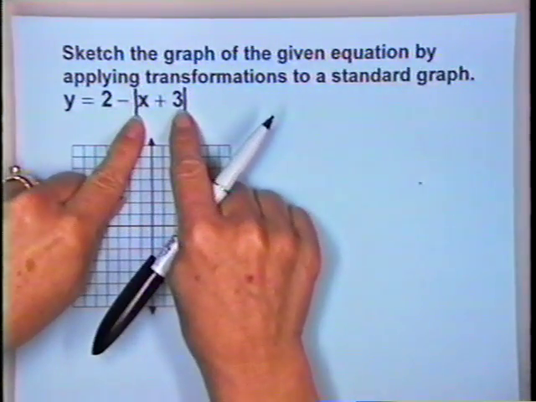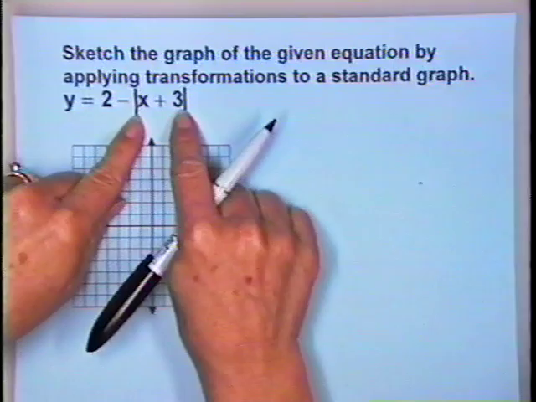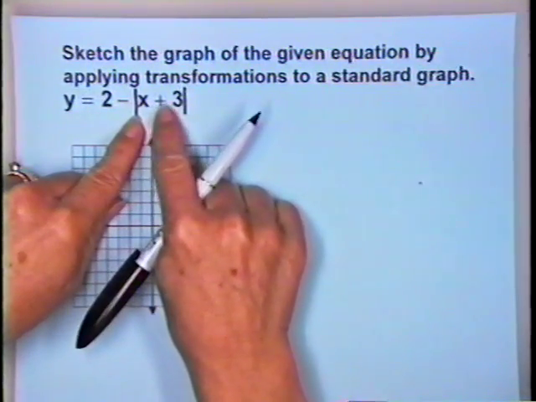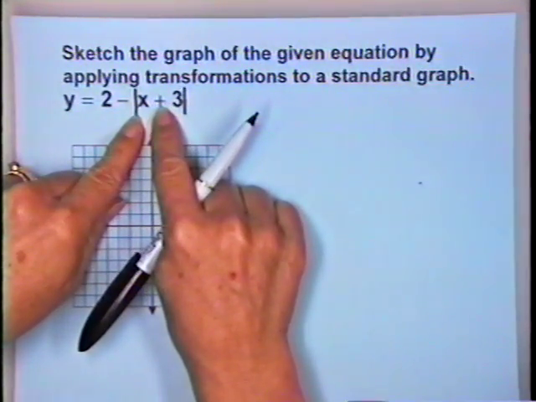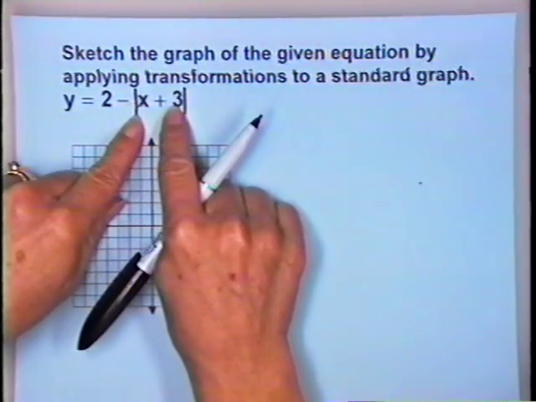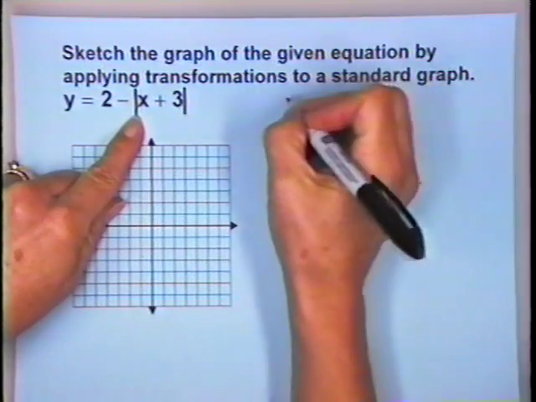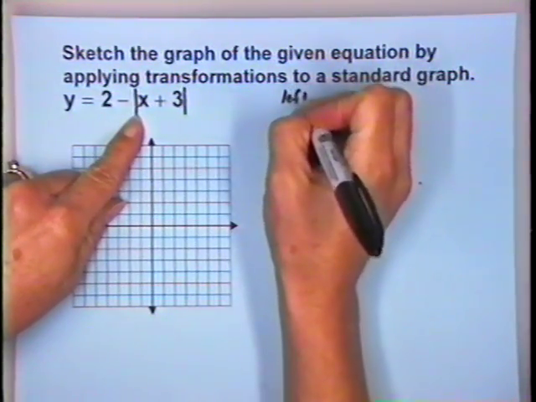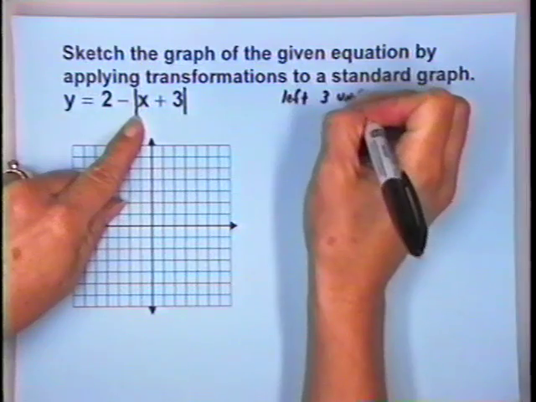I recognize my absolute value here, and I'm doing something to x before the absolute value, so I know I have a shift. You need to write that down to remember: if you said x plus 3 equal to 0, then x will be negative 3. So I have a shift to the left 3 units.